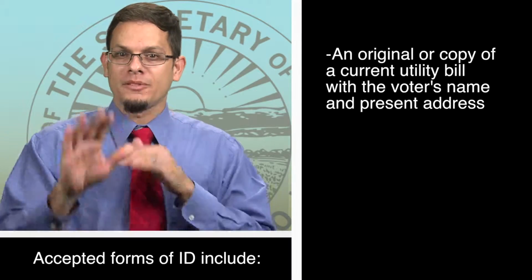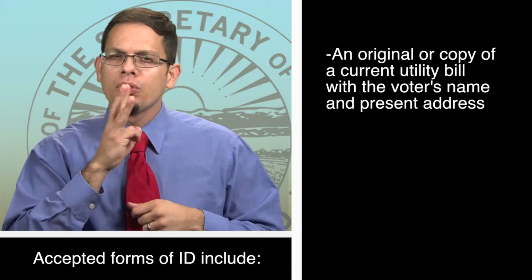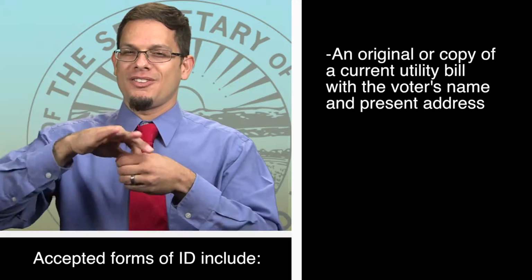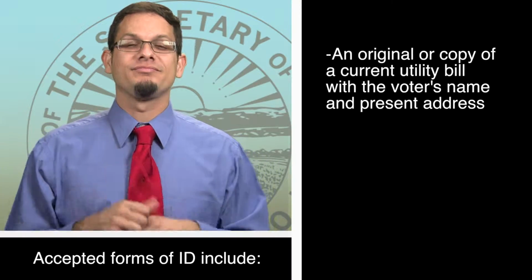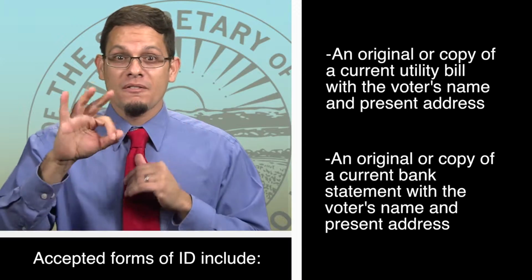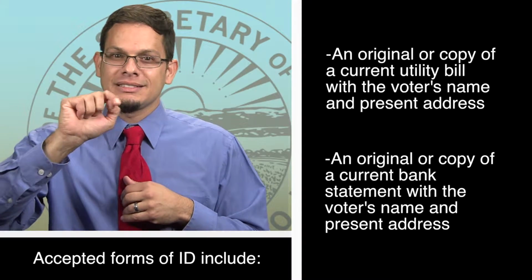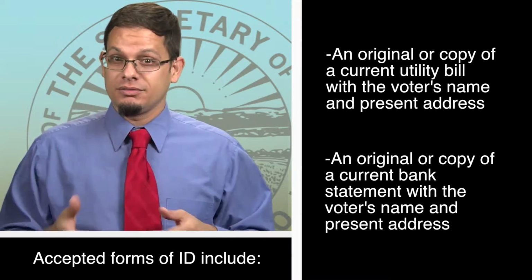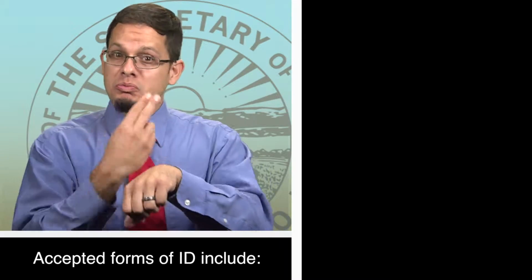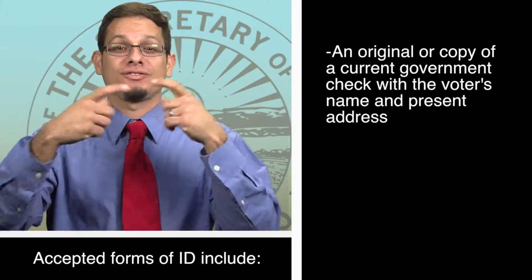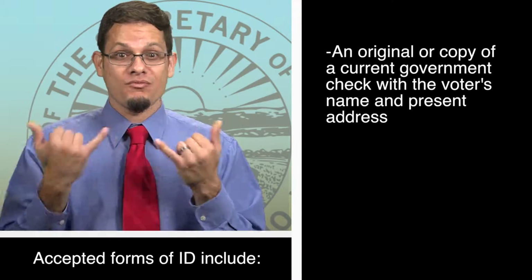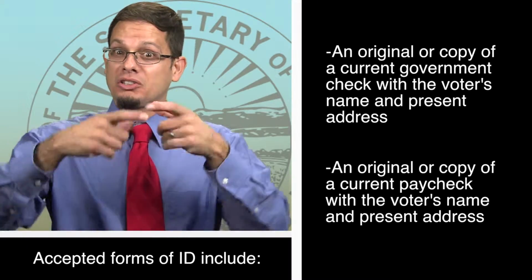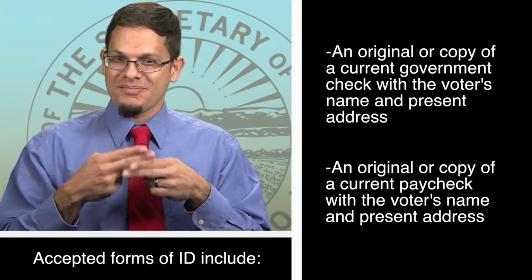An original or copy of a current utility bill with the voter's name and present address. An original or copy of a current bank statement with the voter's name and present address. An original or copy of a current government check with the voter's name and present address. An original or copy of a current paycheck with the voter's name and present address.